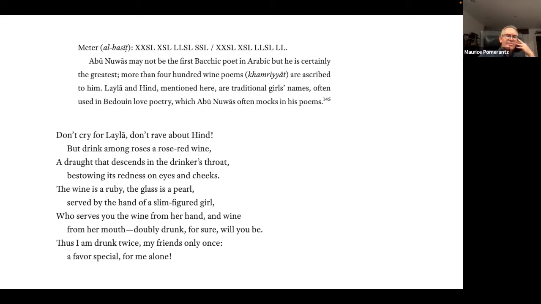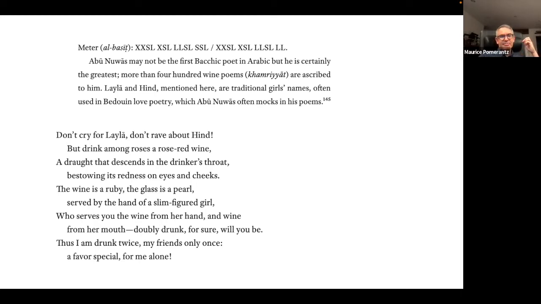I'll turn to this poem of Abu Nawas because I think it shows something about translation as well. The last couple of translations I've showed you are very traditional, done by Professor Van Gelder. This poem is called, they don't really have titles, but we know it as Don't Cry for Layla. La tabki Layla. Do not cry for Layla.